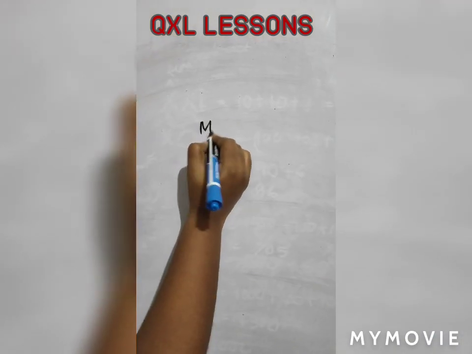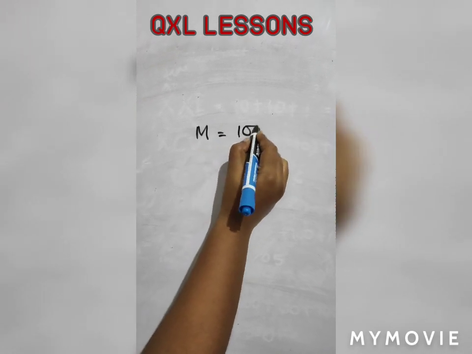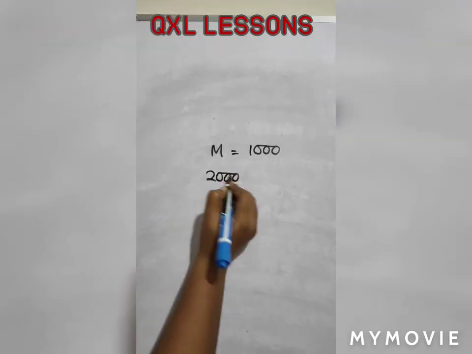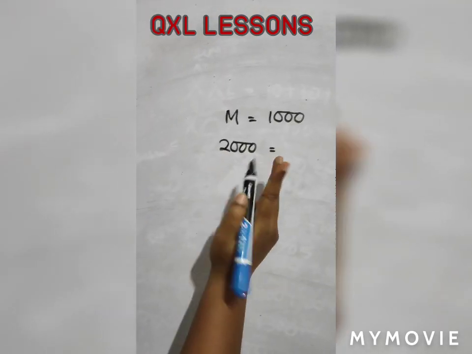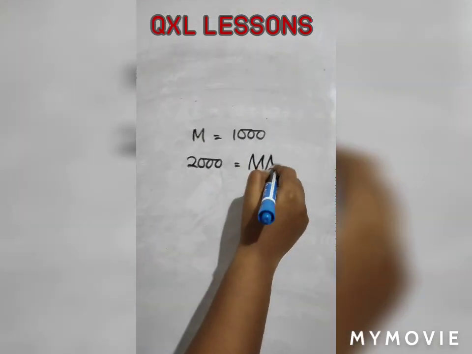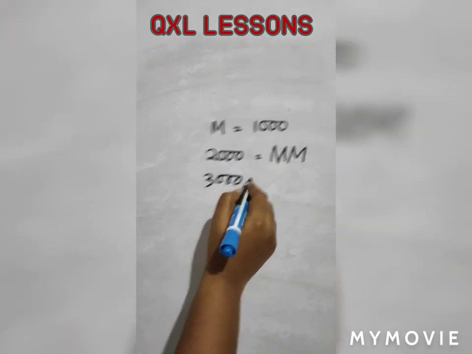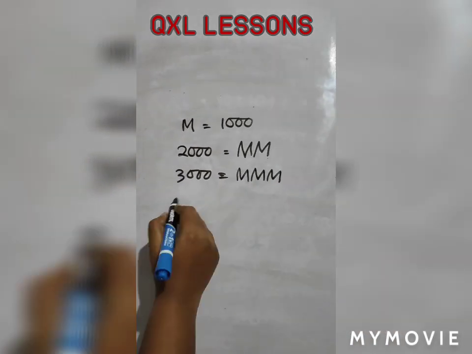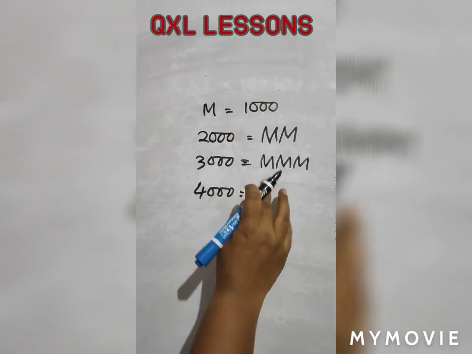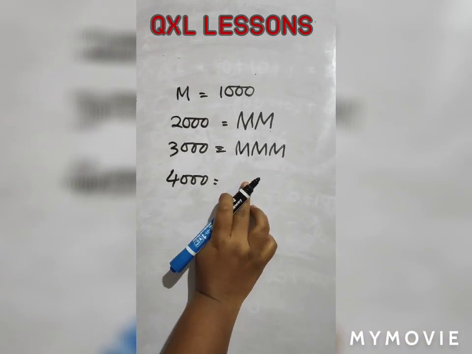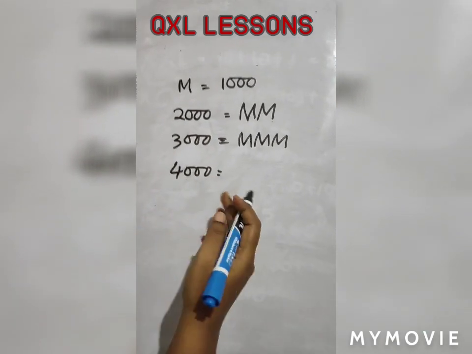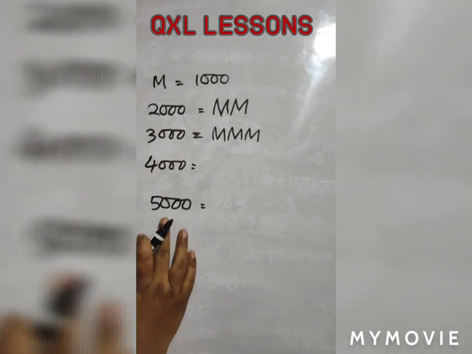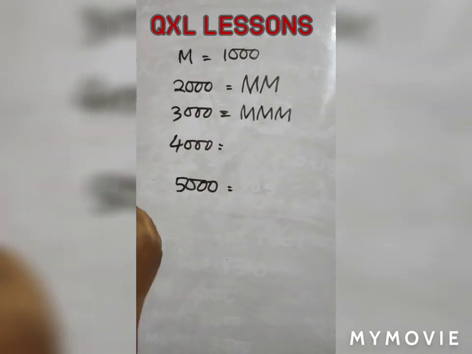Now we know that M is 1000. So how do we write 2000? It is 2 thousands, so I'll write M twice. What about 3000? I will write M three times. But what about 4000? Here I will use the rule of subtraction. 4000 can be written as 5000 minus 1000. So 5000, how do we write it?